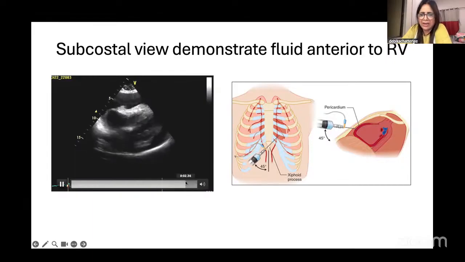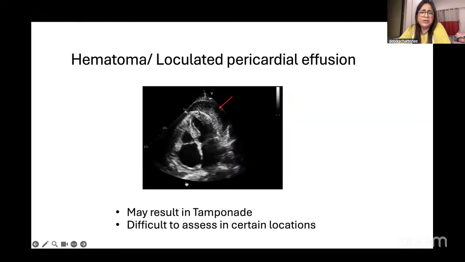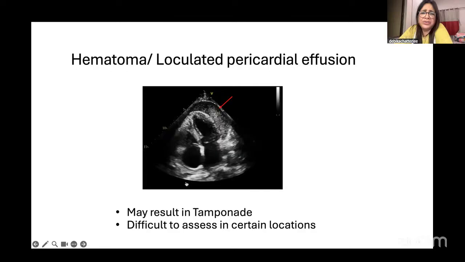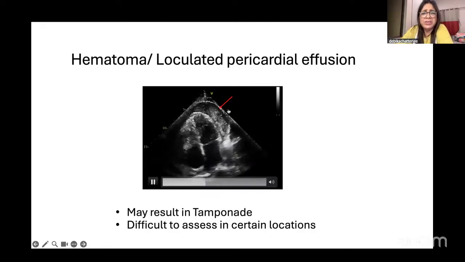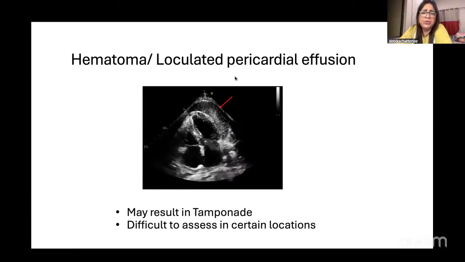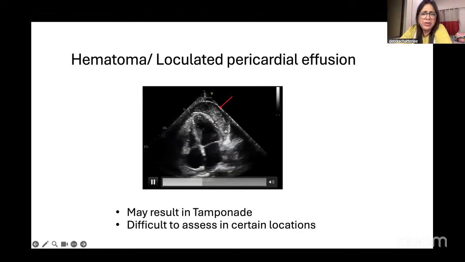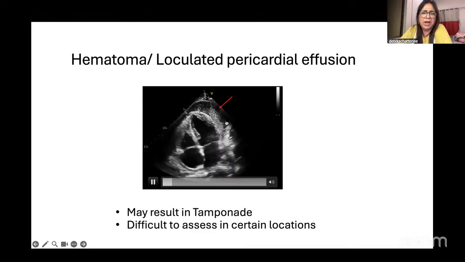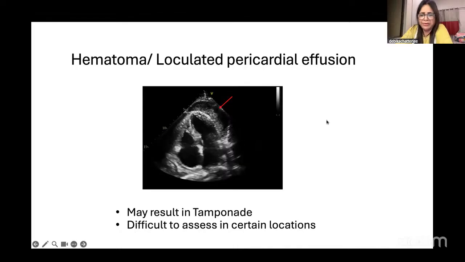You must remember that following CABG, often we see this type of picture. This is a hematoma, a large hematoma. These also may cause tamponade. So this type of finding needs you to move the patient to the OT for removal of such a big clot, because the patient is basically bleeding inside the pericardium. This clot needs to be removed to avoid tamponade.